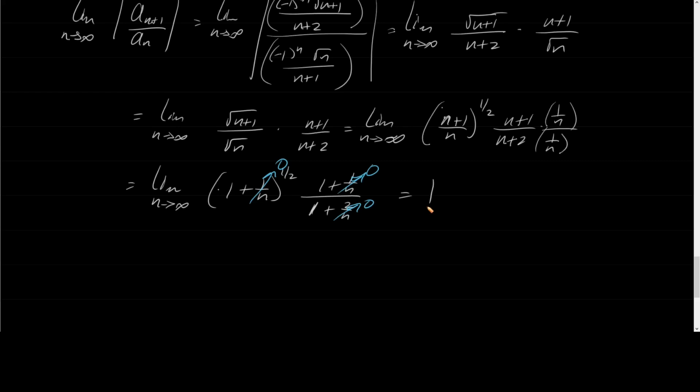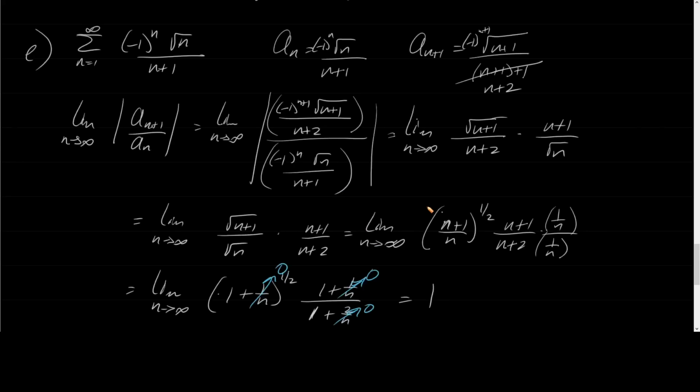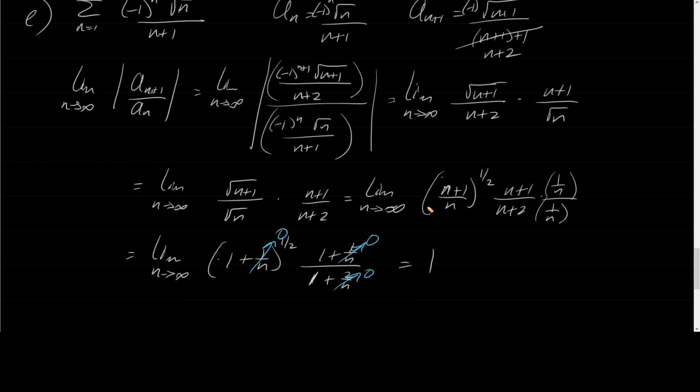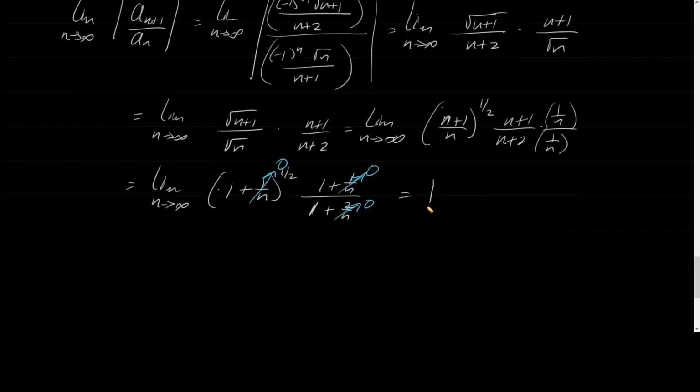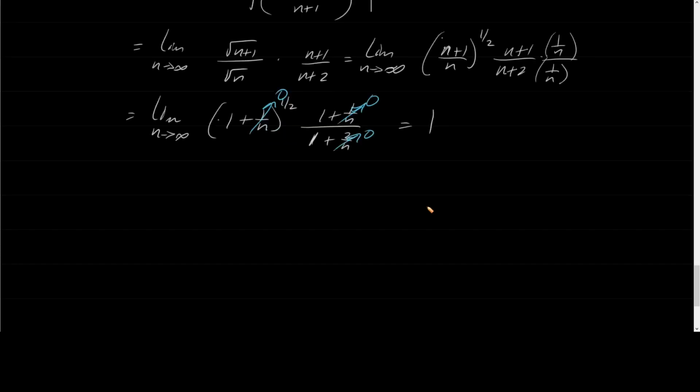Ooh. We got 1. We did not make any mistake. The limit of that ratio really is 1. So what do we do? Well, in here, the ratio test is inconclusive. So we must use another test.